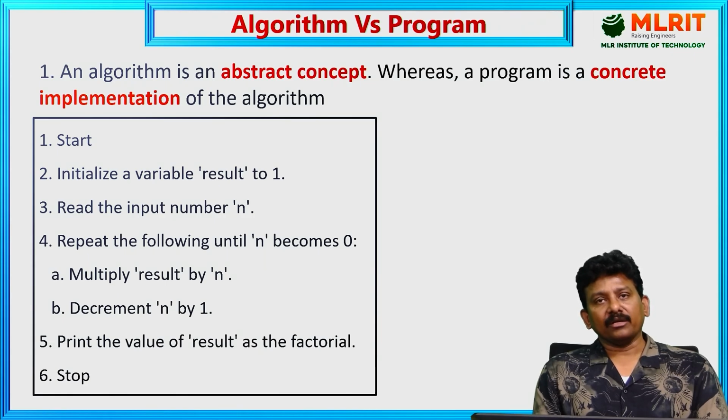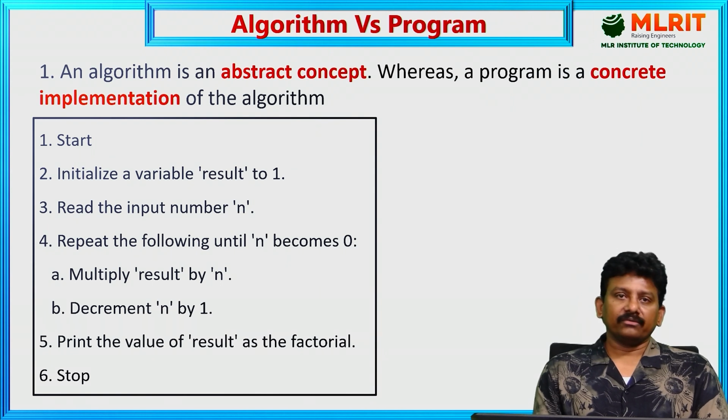So whenever n becomes 0, we can come out from the loop and go to the fifth step, print the value of result. The factorial of a number n is stored in the result, so that in the fifth step we can print the value of result. Sixth step, stop. This is the algorithm, step by step statements.